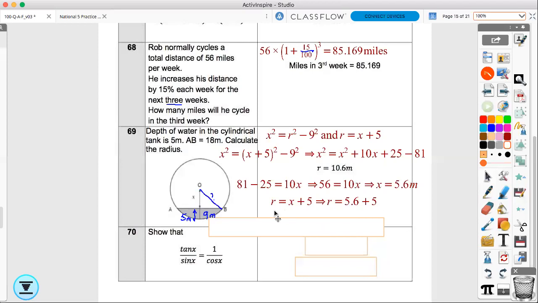That makes sense, because if this side was 9, not the radius, we found x equal 5.6. The radius is going to be bigger than those two, and that's why the radius is 10.6. So my values do make sense.